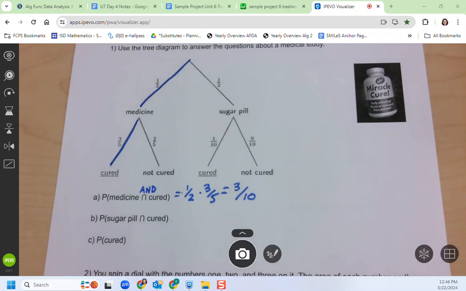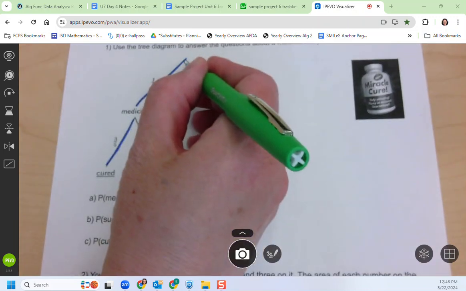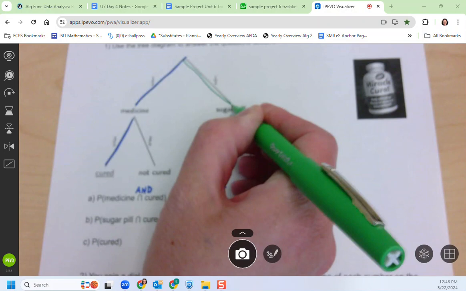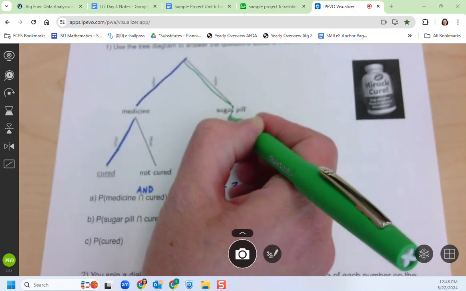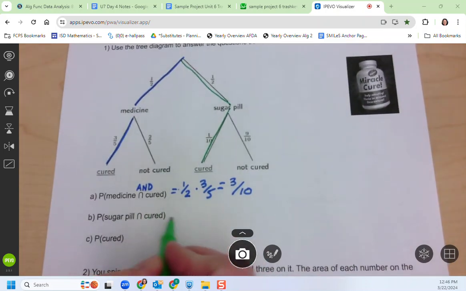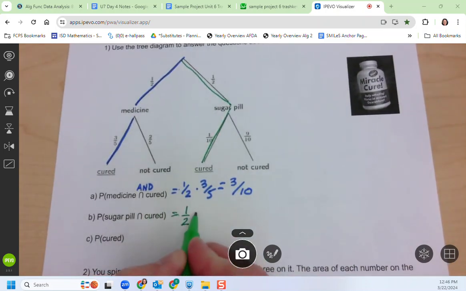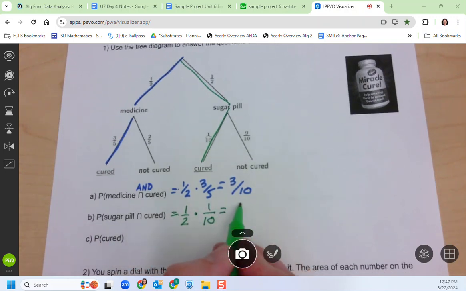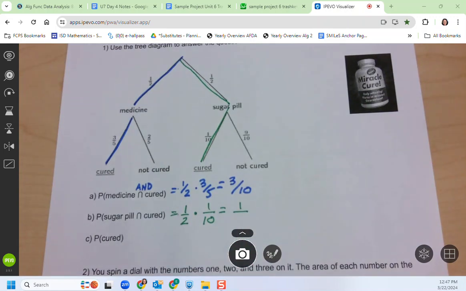Okay, the next one is the probability that I take a sugar pill and I'm cured. So the probability I take a sugar pill is 1/2. And then the probability that I then am cured is 1 out of 10. So it's going to be 1/2 times 1 out of 10. 1 out of what? 1 out of 20. Thank you.